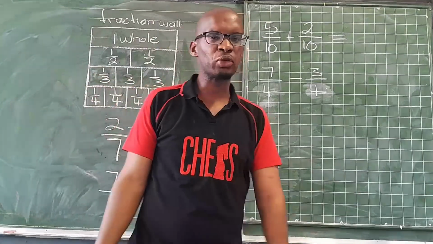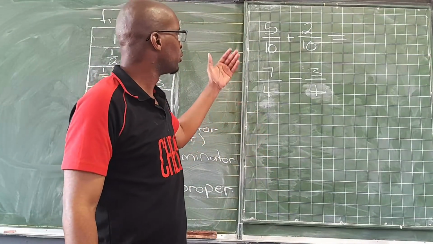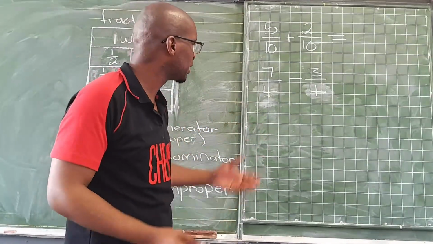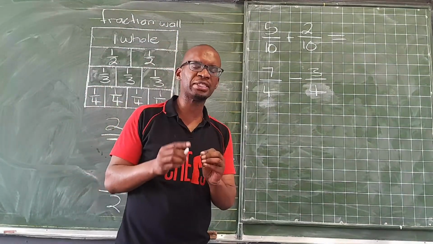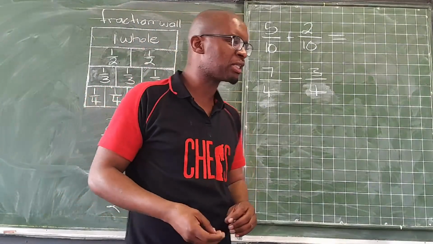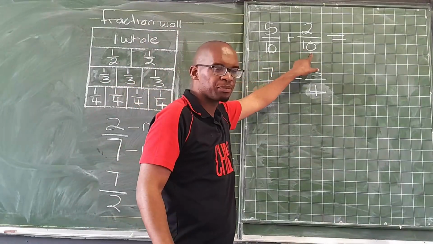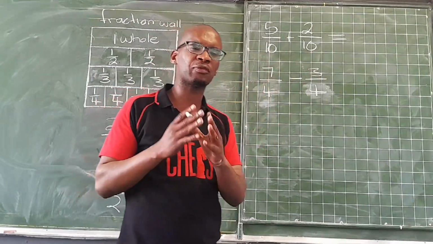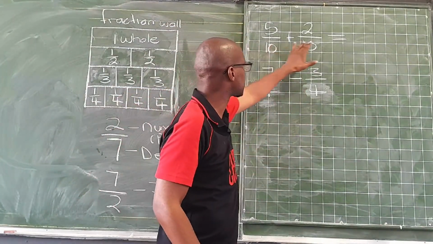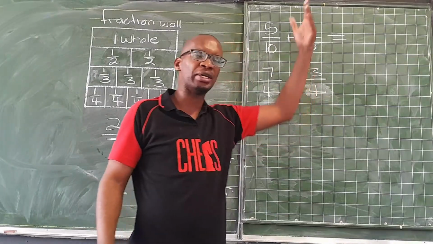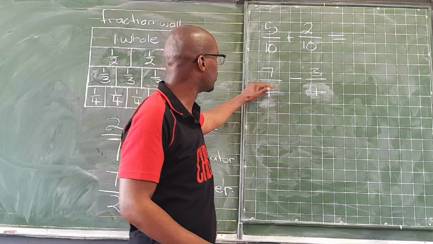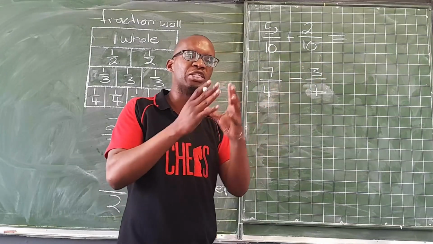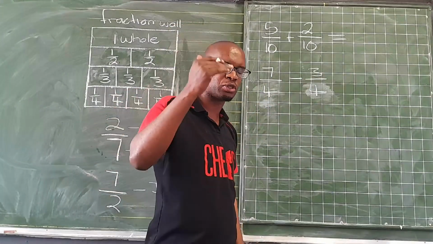Looking at these two examples on the board, we have a fraction sum that contains addition and one that contains subtraction. The rule when you are adding or subtracting fractions is that the denominators need to be the same. We will do another video in which the denominators are not the same, because when they are not the same, you first need to make them the same and then you can continue with your sum.